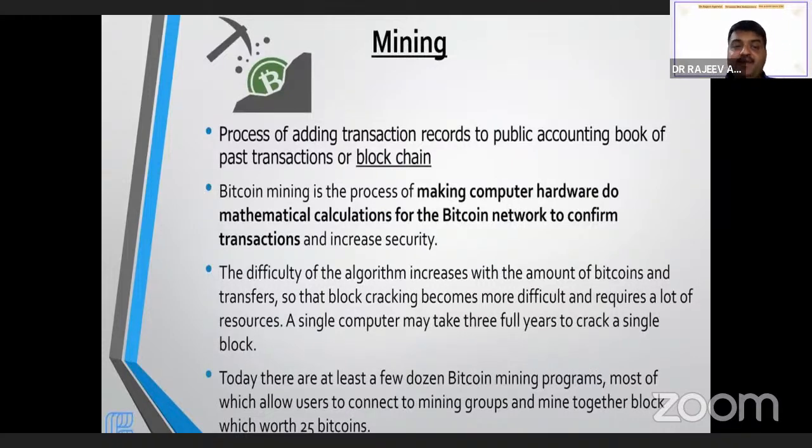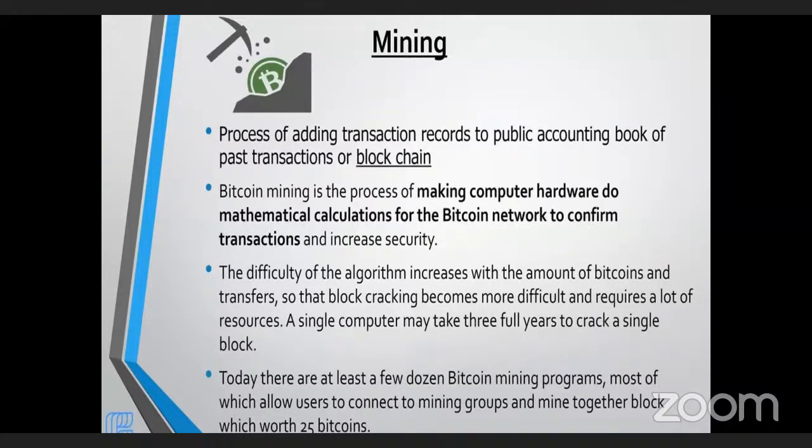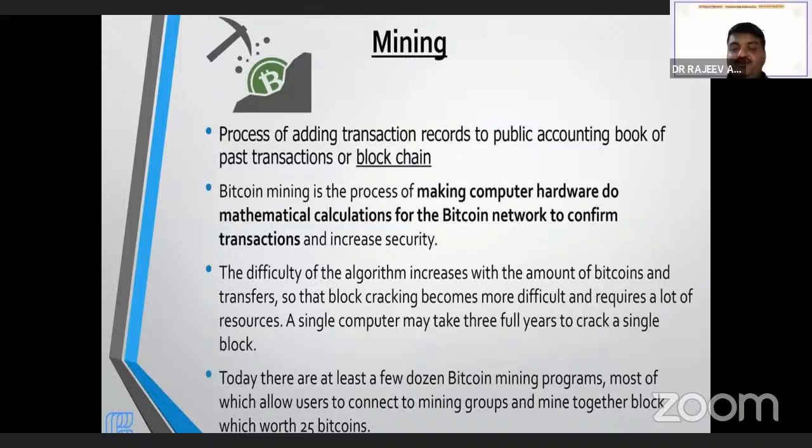The difficulty of the algorithm increases with the amount of Bitcoins transferred, so that block cracking becomes more difficult and requires a lot of resources. A single computer may take 3 full years to crack a single block and make one Bitcoin. So with a high-end computer, it may take you almost 3 years to make one. Today there are at least a few dozen Bitcoin mining programs, most of which allow users to connect to mining groups and mine together blocks which are worth around 25 Bitcoins.